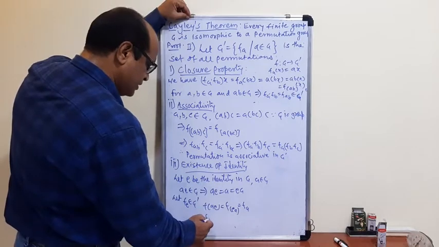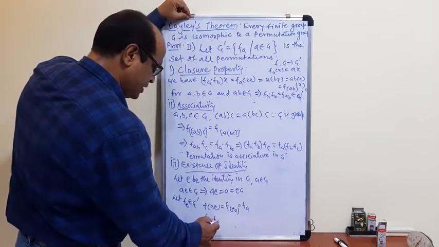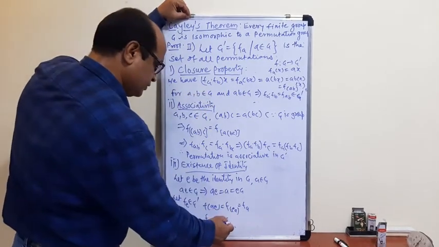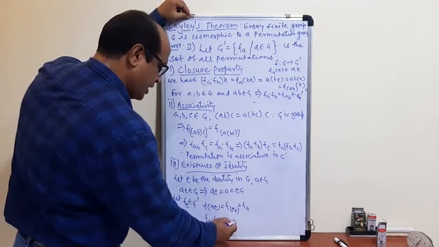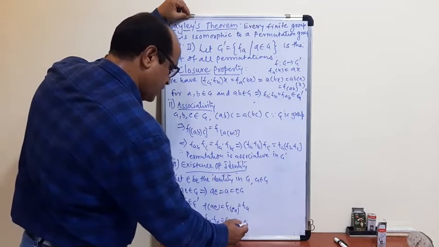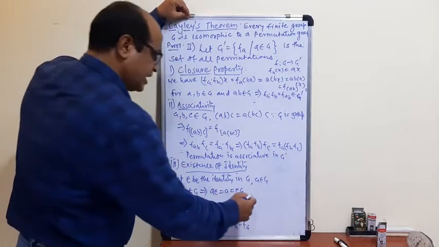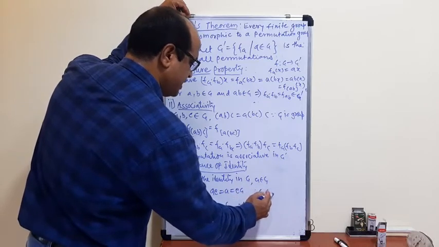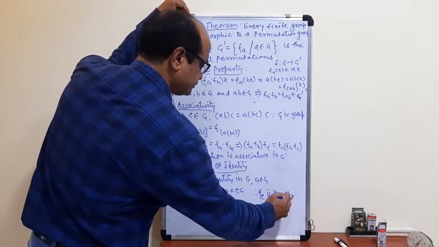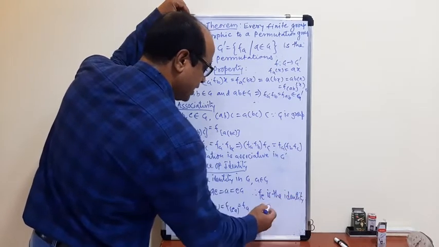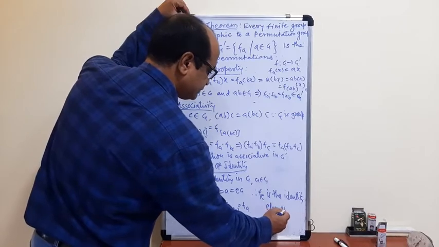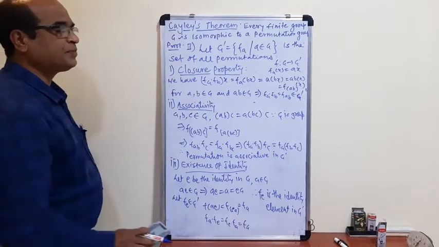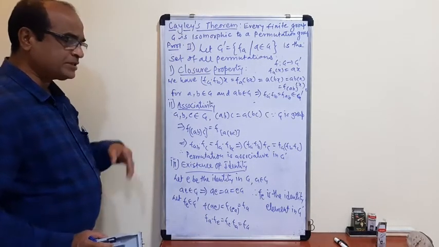By closure property, F(A) into F(E) is equal to F(A), and F(E) into F(A) is equal to F(A). Therefore, F of E is the identity element in G dash. So we have closure, associativity, and existence of identity.